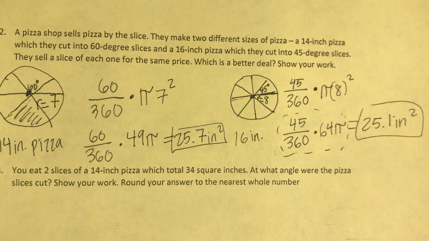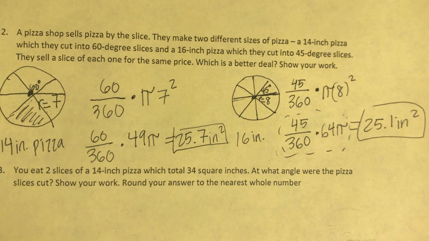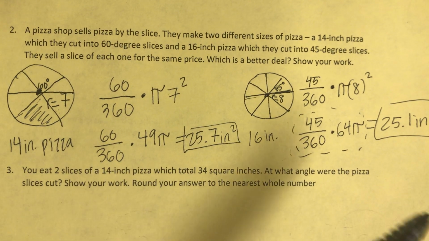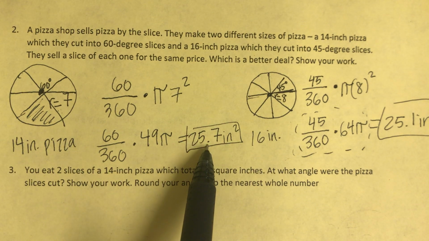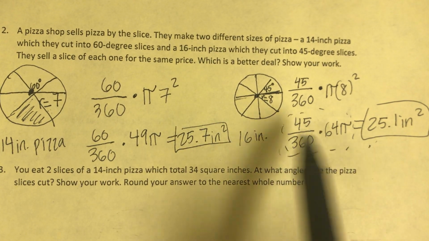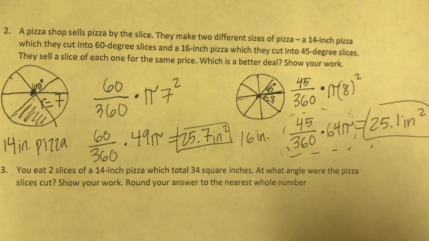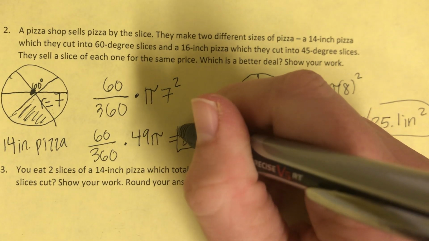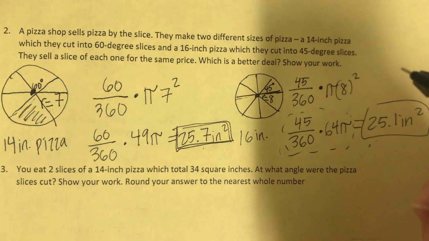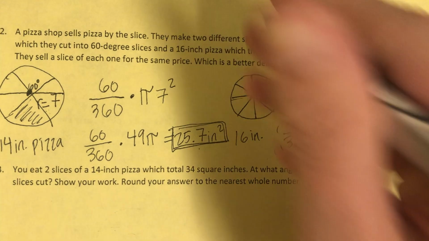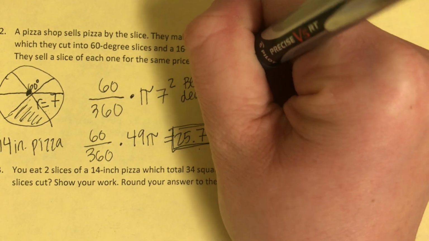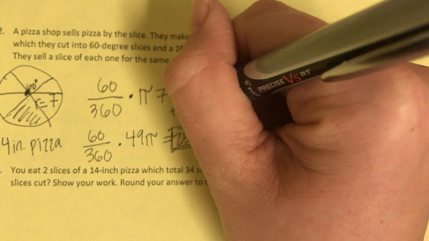So, hopefully, if you love pizza, you would want to get a piece of pizza from our 14-inch pizza, since the area of one slice is 25.7, that's bigger than 25.1. So by buying a slice from our 14-inch pizza, you're getting more. So the actual answer, the better deal, you could write it, we'll put it right here. Better deal is the 14-inch pizza.